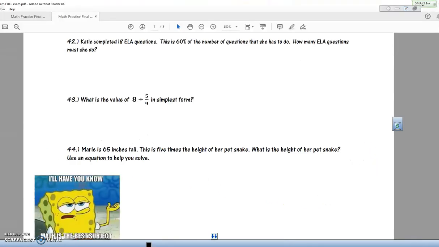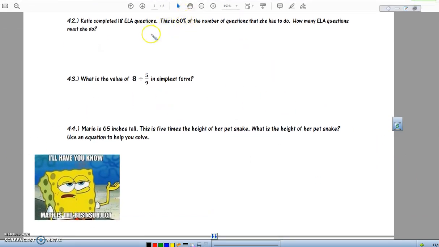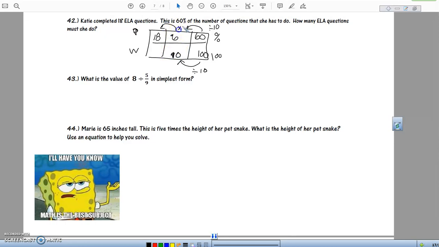Okay. 42, Katie completed 18 ELA questions. So it's only 60%, so that's our part. So we're going to create a ratio table. I have part over whole equals percent, 100. So I have 100. I have my 60 and 18. I'm going to divide by 10. Lots of different options. That gives me a 6. That gives me a 10. 6 times 3, 10 times 3 gives me 30.